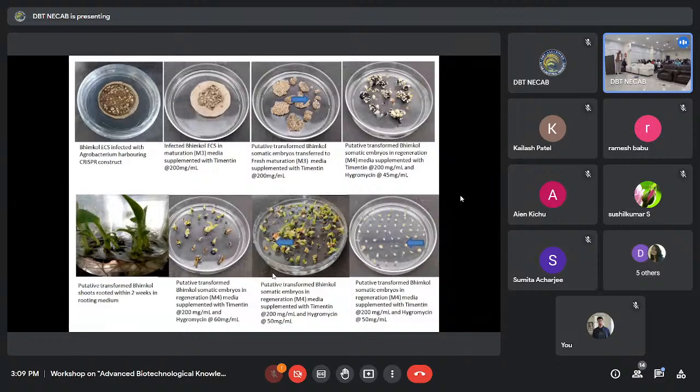And finally, we transfer them to the rooting medium. Right now, these plants are in the medium. Okay, we have got around 50? Yeah, around 40 to 50 plants right now in the rooting stage, and some are in the proliferation stage.